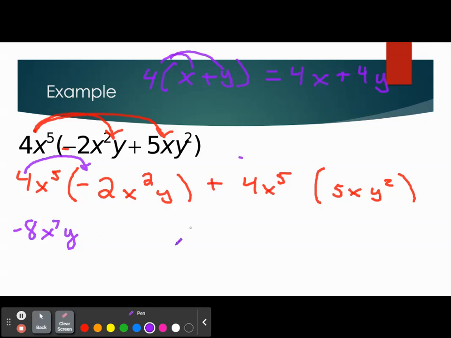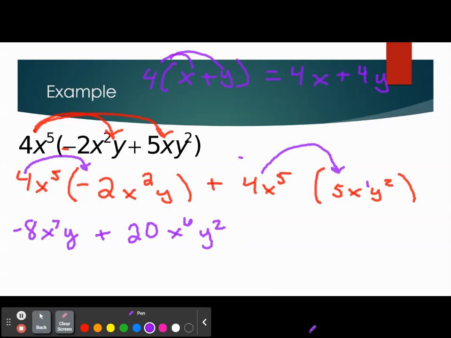Then copy your plus sign down. Now I multiply the 4 times the 5, and I get 20. And then I multiply the x's. This has a 1, so that would now be x to the 6th. And there's no y here, so my y stays as y squared.